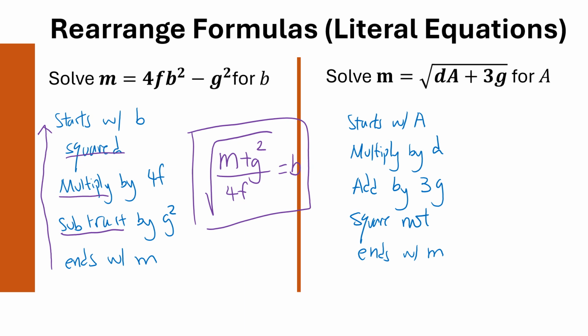So now we're going to go backwards and do everything the opposite. So we're starting with m. The opposite of square root is squared. And then the opposite of adding is subtracting 3g. The opposite of multiplying is dividing by d. And the equation ends with a.